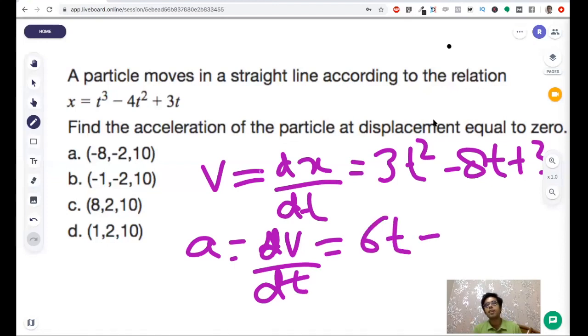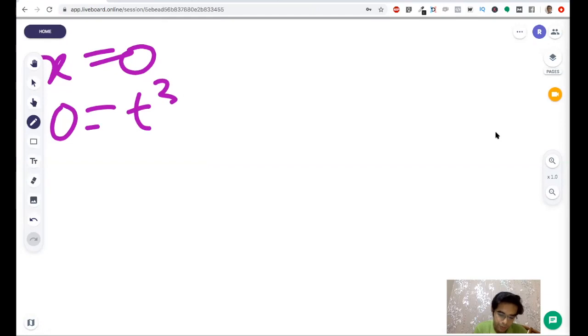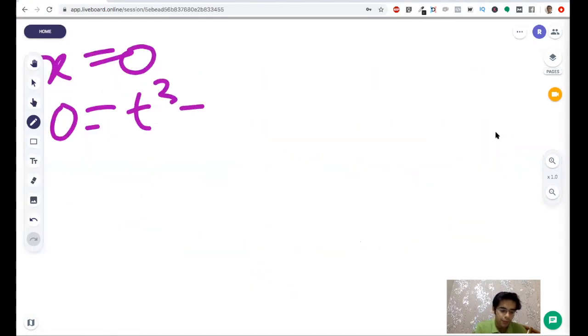Now what mistake will a lot of students make? The first mistake is while reading the question. They will not read that they have to find acceleration at displacement equal to 0. What do we mean by that? Displacement equal to 0 means x equal to 0. So 0 equals t cube minus 4t square plus 3t.